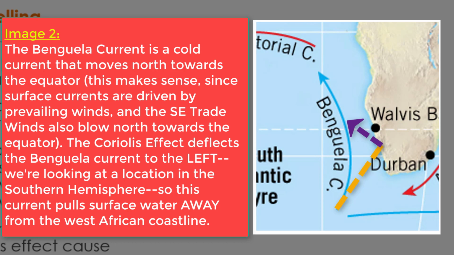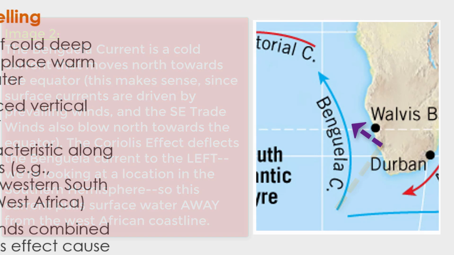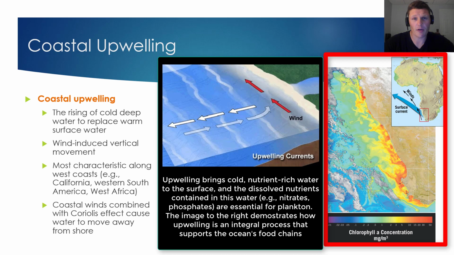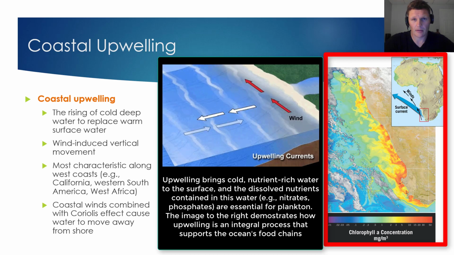Because the Benguela current is moving north and away from the coastline, it's essentially pulling water away from the African continent. As a result, deeper water will upwell off the western coast of Africa. The color-coded image shown provides strong photographic proof of coastal upwelling.